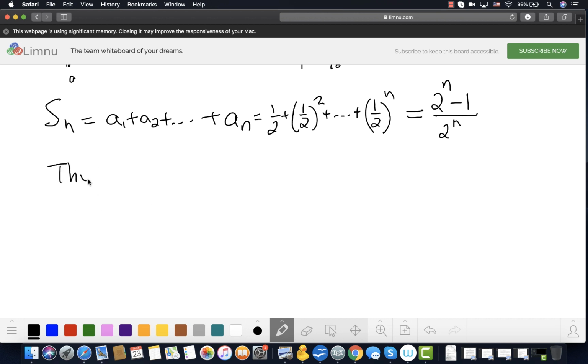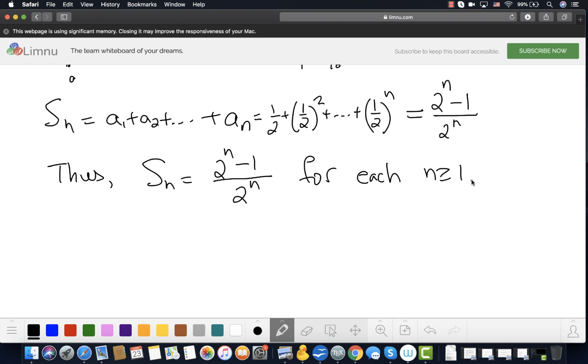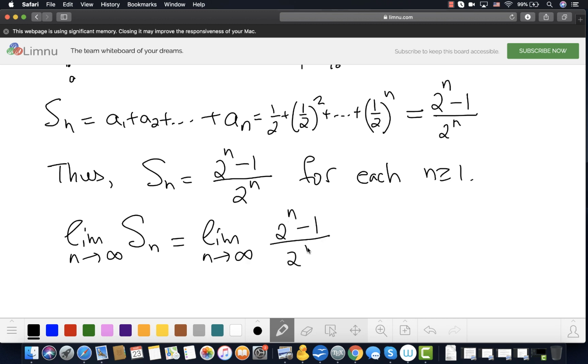So actually, we just have shown that the nth term looks like this. S sub n is 2 to the n minus 1 divided by 2 to the n for each n at least 1. And so thus, we can compute the limit. So let's compute the limit. The limit as n goes to infinity of the sequence of partial sums is just the limit as n goes to infinity of 2 to the n minus 1 divided by 2 to the n.